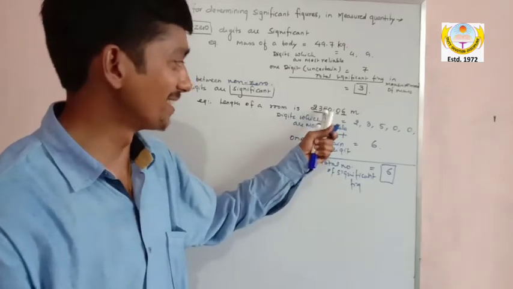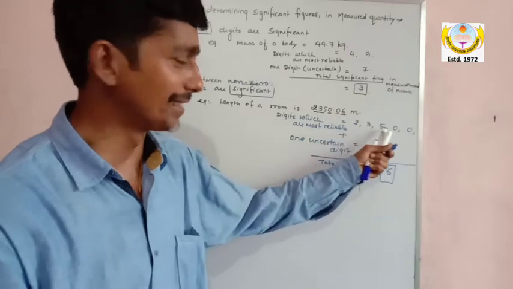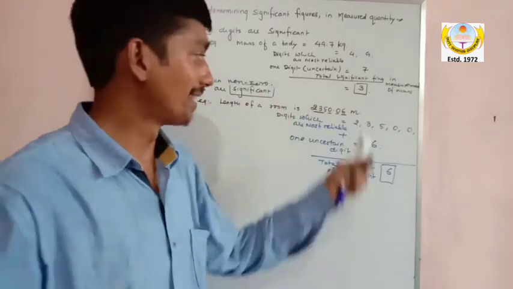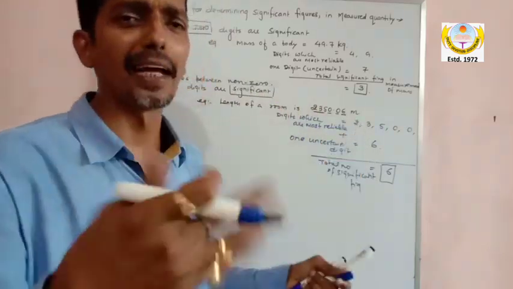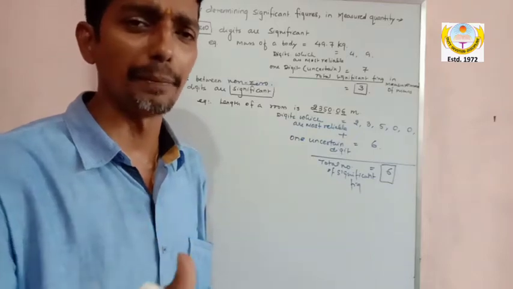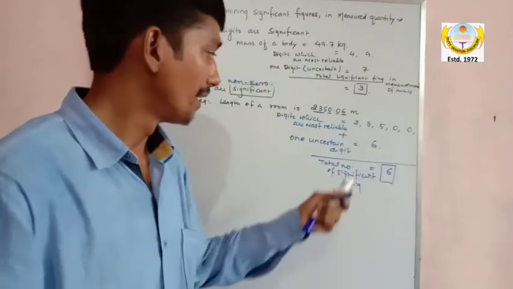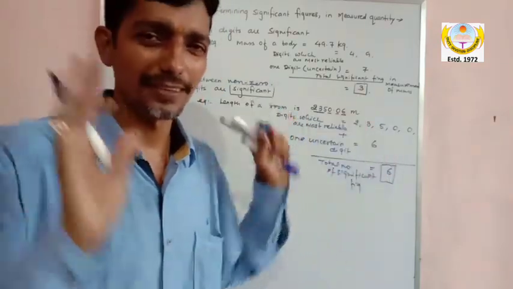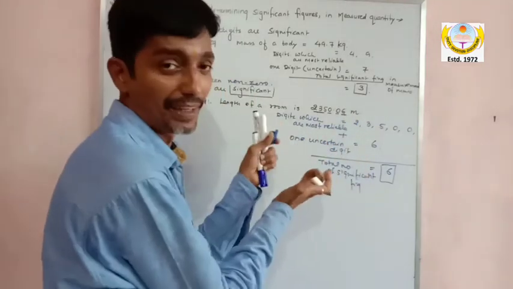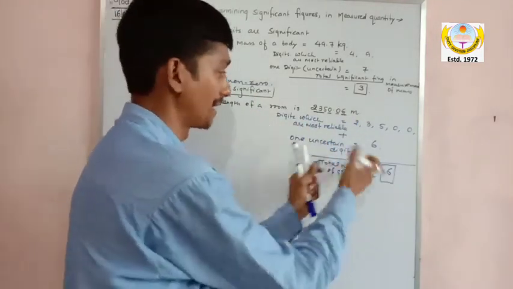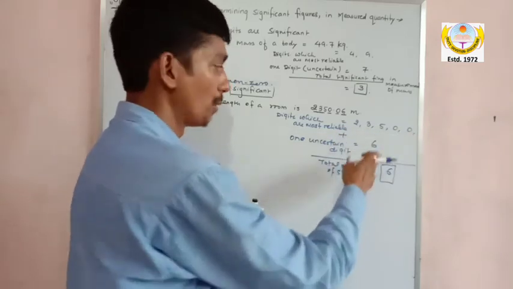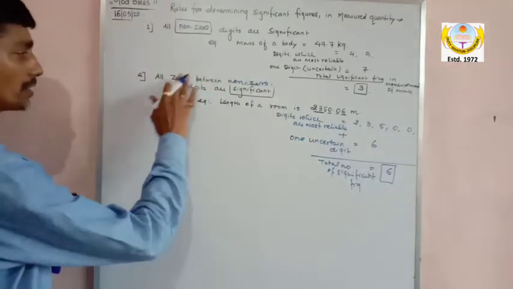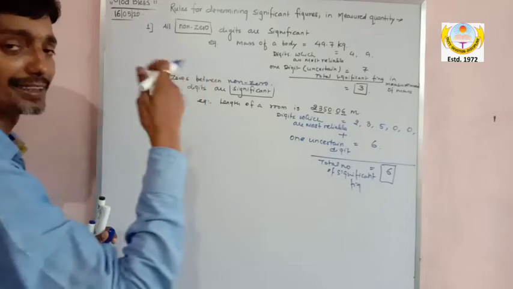Sir, this 2, 3, 5, 0 and 0, these digits are most reliable. Everybody 100% will get them. And the last digit which I have written is 6. That can be obtained as 7, that can be obtained as 3, 4, or 5, and that is taken, sir. One uncertain digit is allowed. But when you count, what is significant? Most reliable plus one uncertain. So total significant will be 1, 2, 3, 4, 5, 6. I hope it is clear. So all zeros between two non-zero digits are significant.